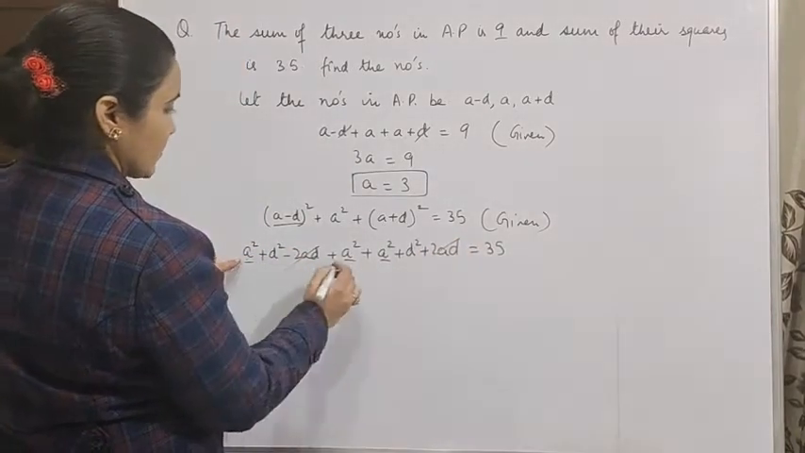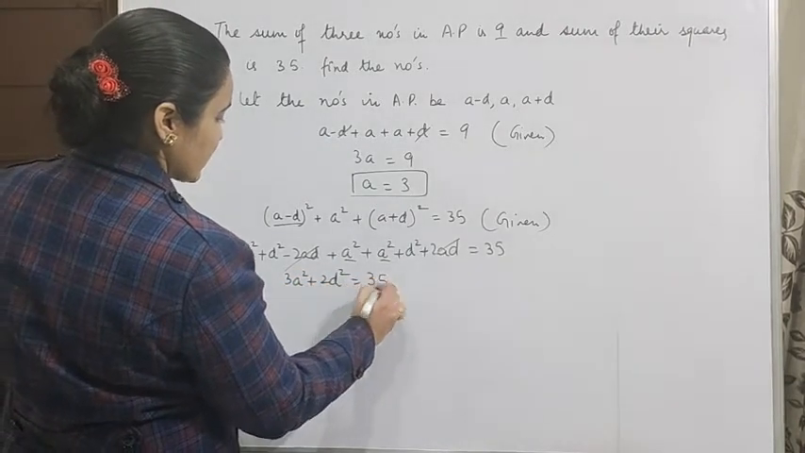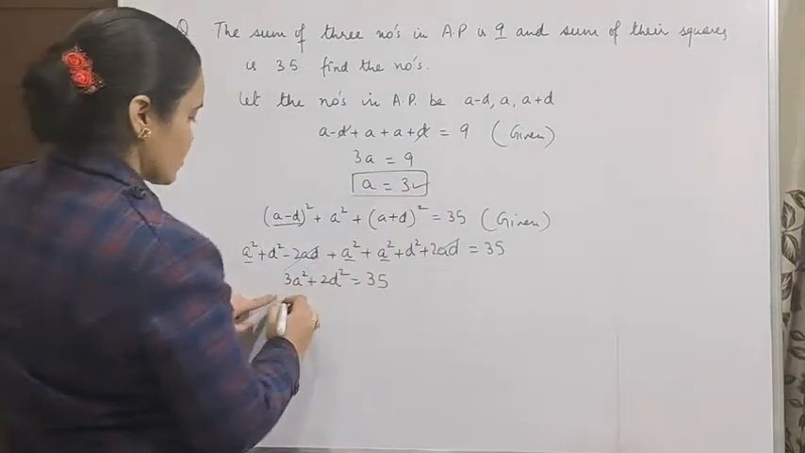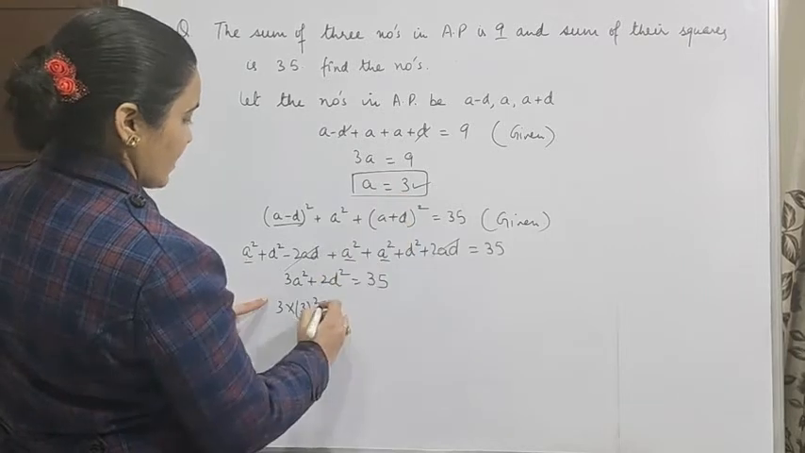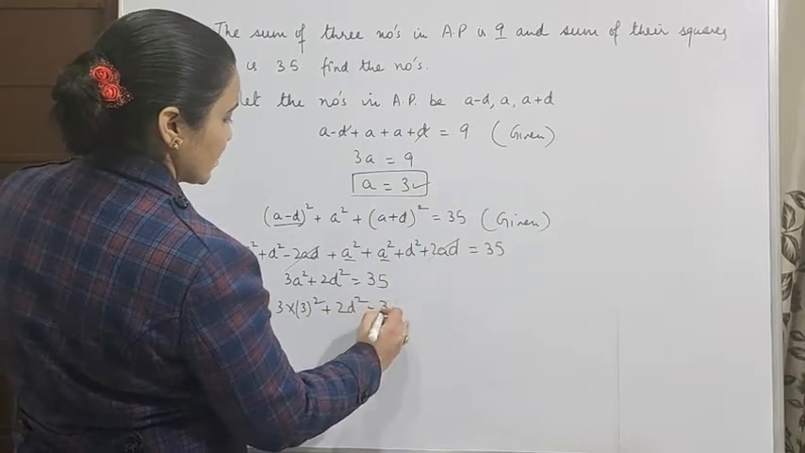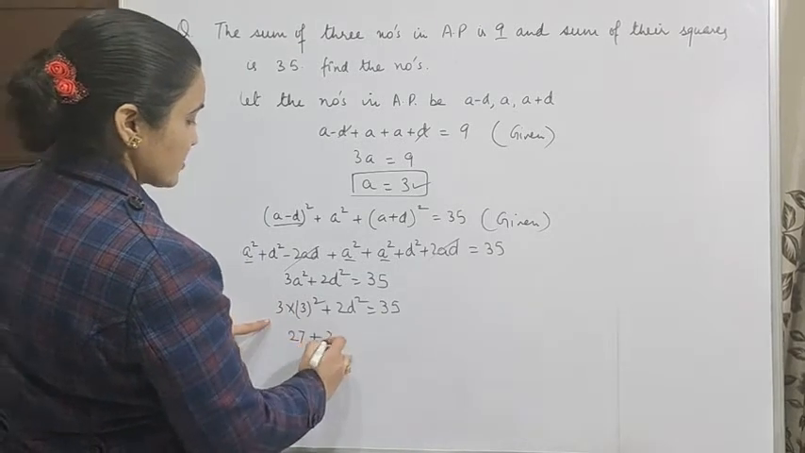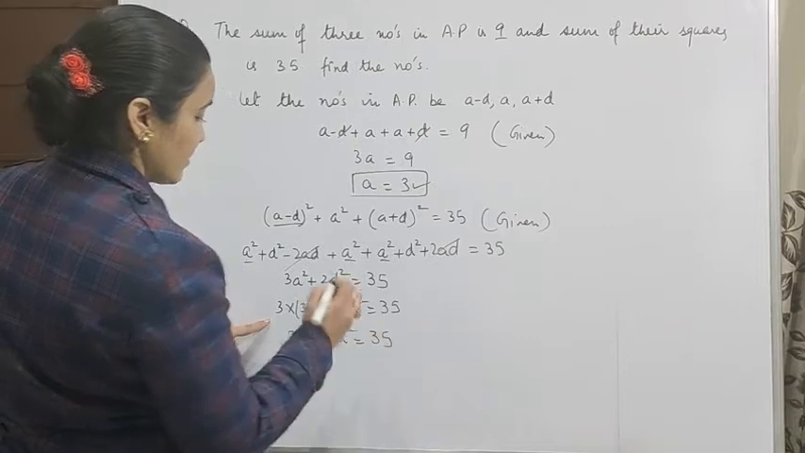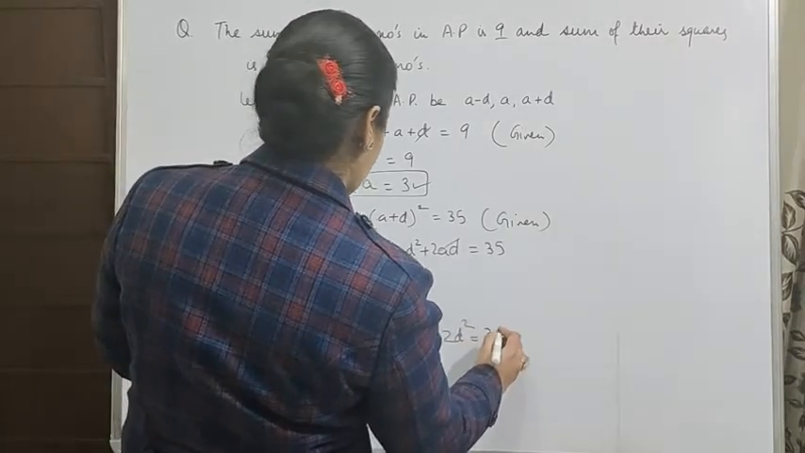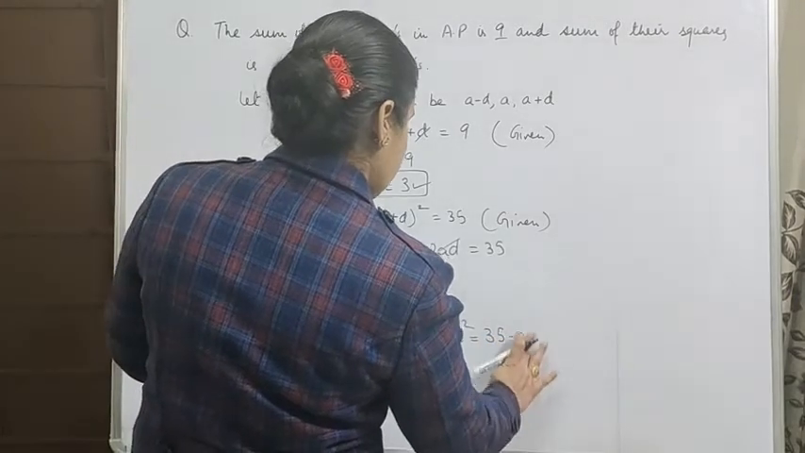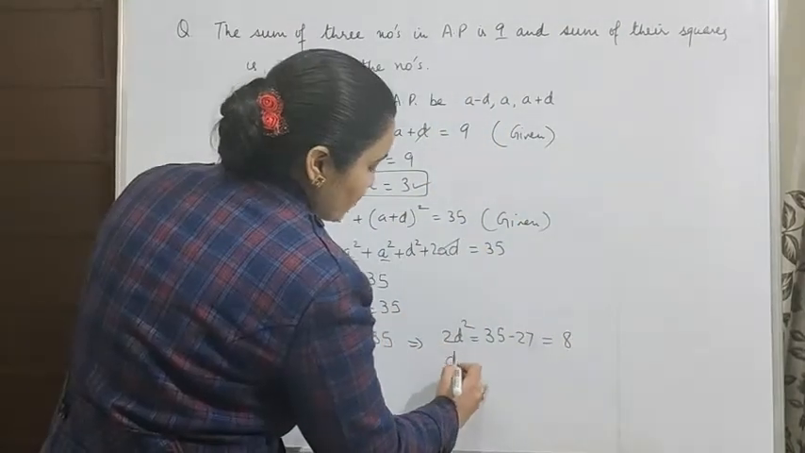Put the value of a square. So it is a square, a square, a square. This is 3a square plus 2d square is equal to 35. A is 3, so a square is 9. So it is 3 into 3 square plus 2d square is equal to 35. So we have 27 here. 9 into 3 plus 2d square is equal to 35. So this implies 2d square is equal to 35 minus 27. So it is 8. So d square is equal to 4.